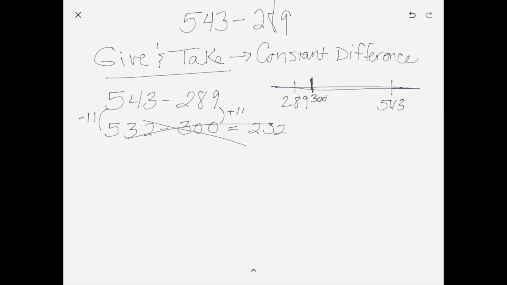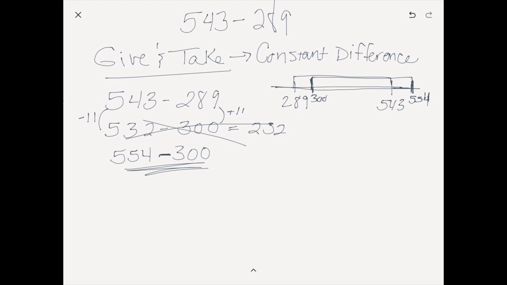So if I shifted the 289 up 11, I also need to shift the 543 up 11 to keep that distance or difference the same. This distance has to stay the same as this distance, and you can shift it anywhere you want. So now the problem has become 554 minus 300. So it's not really give and take anymore. It's kind of give and give. If I give 11 to the 289, I have to give 11 to the 543.